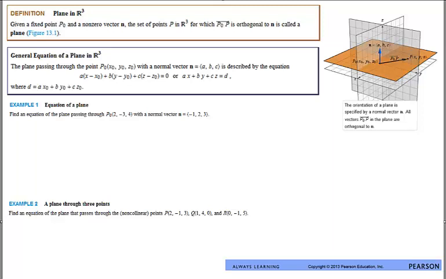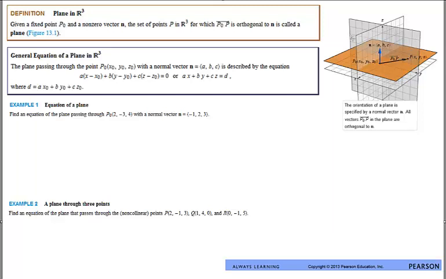Welcome Calculus 3 students. We are in chapter 13 now. We're extending everything in 3 space. Our plane in 3 space is going to be defined by this vector, and it must be a non-zero vector and a fixed point in that plane.